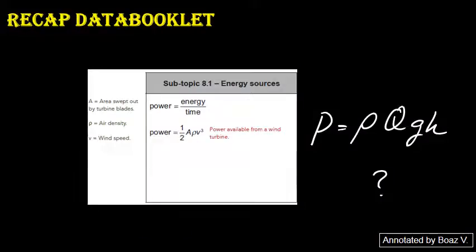Alright, last one. I want to show you the data booklet again. This is annotated by a student that I already uploaded on ManageBac. You may find it. So you can see once again, you only got 2 equations. I'm not entirely sure whether or not you will need the equation for the hydroelectric, but yeah, just keep in mind that these are what you learn.